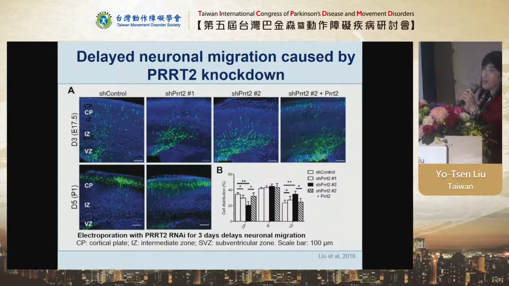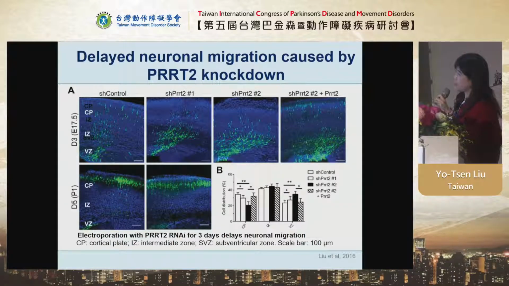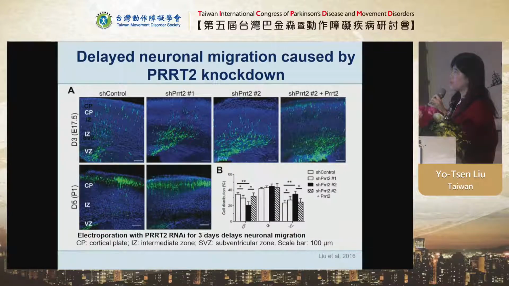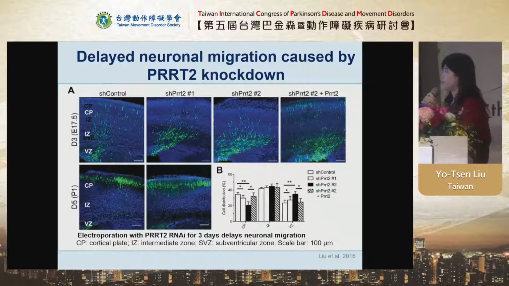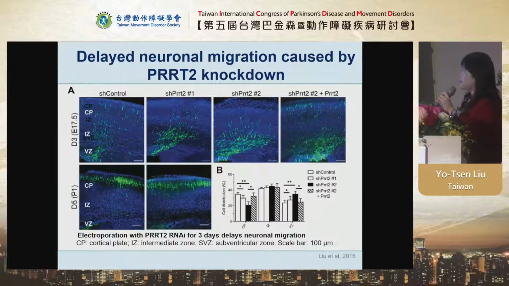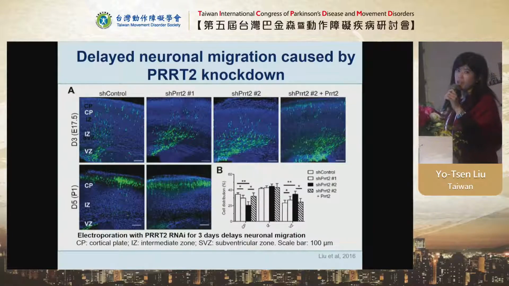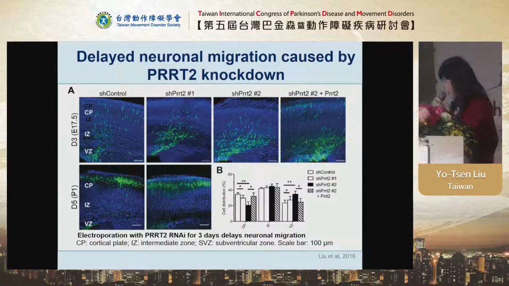Also, we established a knockdown model. We use two different kinds of shRNA. Normally, neurons migrate from the ventricular zone to the cortical plate during the developmental process. In the two knockdown models, the neurons stayed in the periventricular zone. But if you give them wild-type PRRT2, the neurons will migrate up to the cortical plate. So the neural migration is delayed but can be reversed.